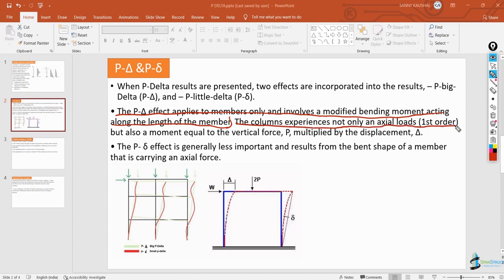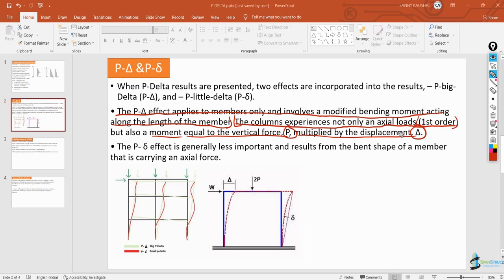Now if you look at the next thing here, the column experienced not only an axial load, that is the first order. If you look at the column I already showed you, it was not experiencing only the axial load, it was experiencing something more, a moment equal to the vertical load P multiplied by delta. Interestingly, you will find one word there, first order. So what actually is the first order? I already told you the P delta is second order, so what do the terms second order and first order mean?